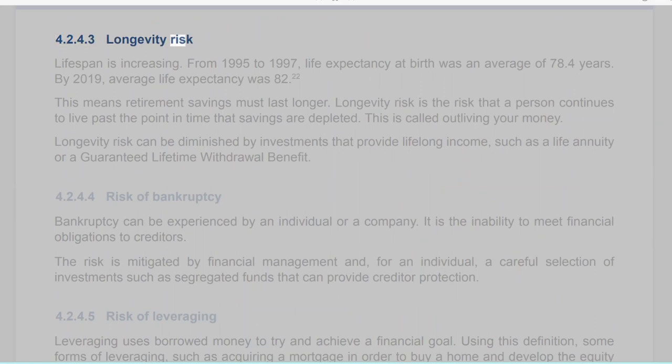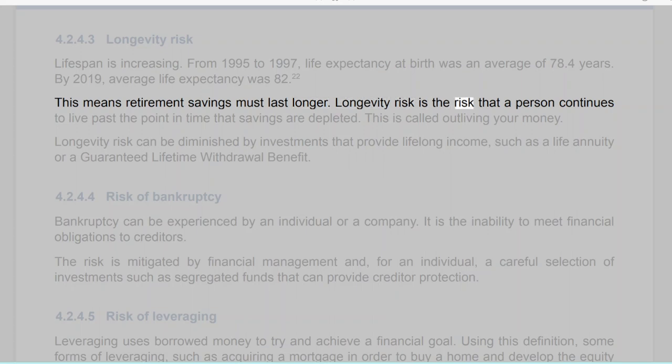4.2.4.3 Longevity risk. Lifespan is increasing. From 1995 to 1997, life expectancy at birth was an average of 78.4 years. By 2019, average life expectancy was 82.22. This means retirement savings must last longer.